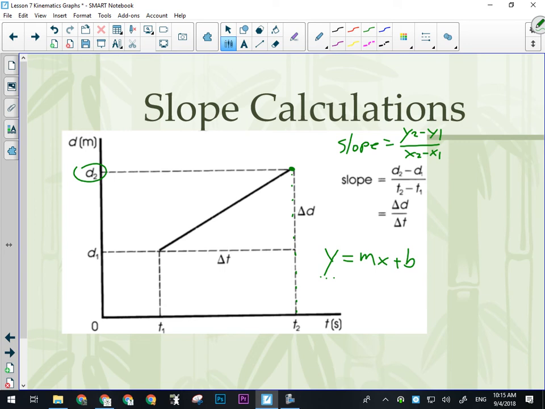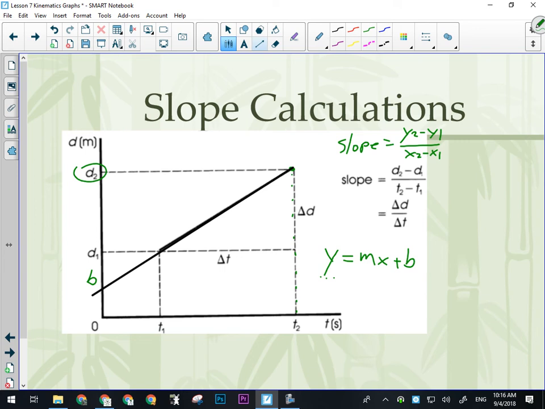What does m stand for? The slope of the line. What does b stand for? The y-intercept. The y-intercept would be where this line crosses the y-axis, which this one doesn't, so I'll have to make it do that. So this would be b right here.